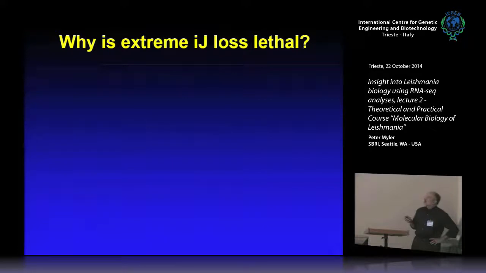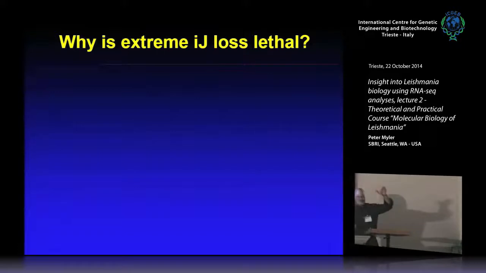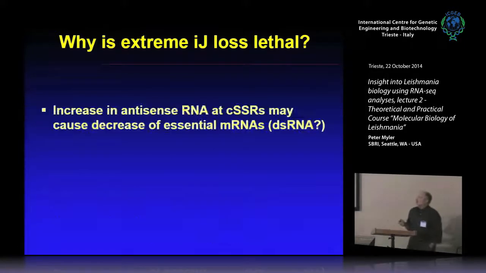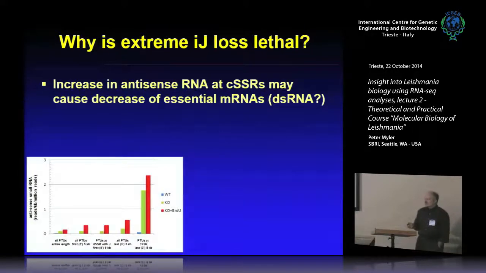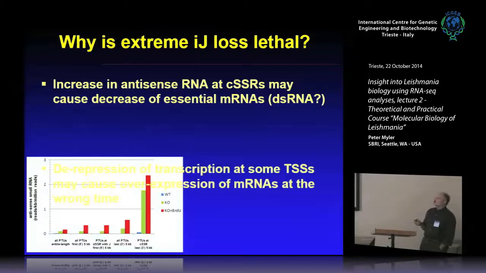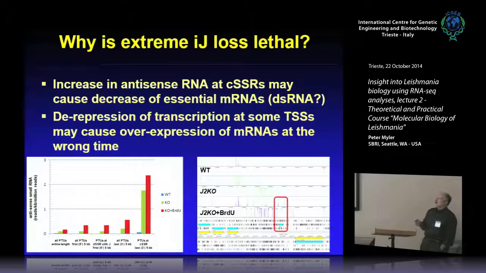All right, there was a question as to why loss of J is lethal. If we lose all of our J, and the way we did that was we took the J2 knockouts and added bromodeoxyuridine, they lost all of their J essentially, and the cells died. By counting the number of sense reads and antisense reads, we were able to get clues as to what might be going on here.